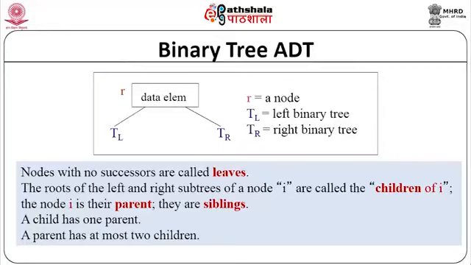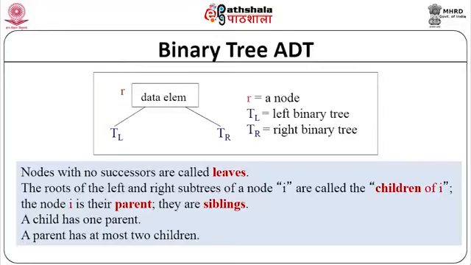So, nodes with no successors are called leaves, or nodes with no descendants. The nodes of the left and right subtrees of a node I are called the children of I, as before. Node I is their parent, and those two nodes, the left and right subtrees, are called siblings. It is the same terminology we used in general trees. A child has only one parent, a parent has at most 2 children, that is where the difference comes.